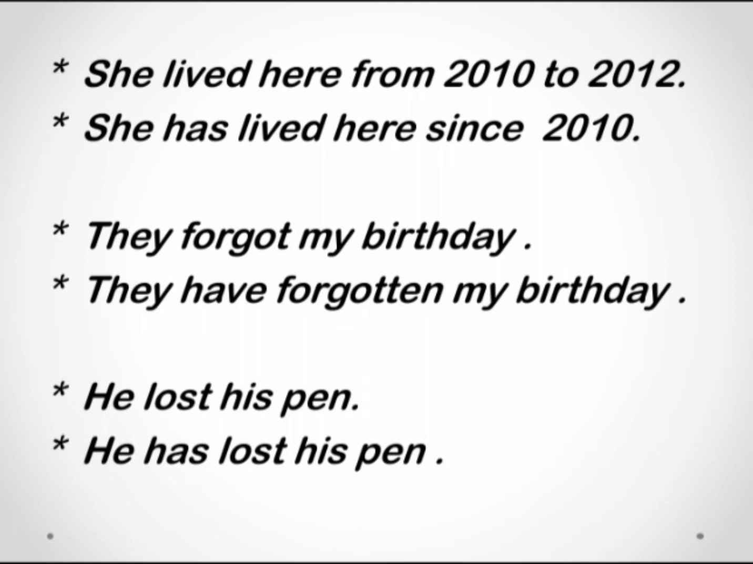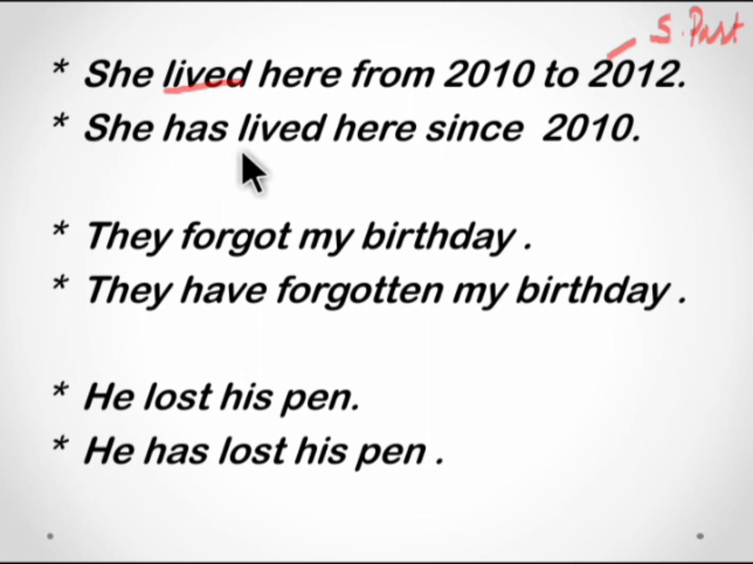Let us see. She lived here from 2010 to 2012. So the action is completed there. So it started at one time in the past and it completed at one time in the past. She lived. So that living action is completed from this time to this time. Right. So this sentence is simple past.